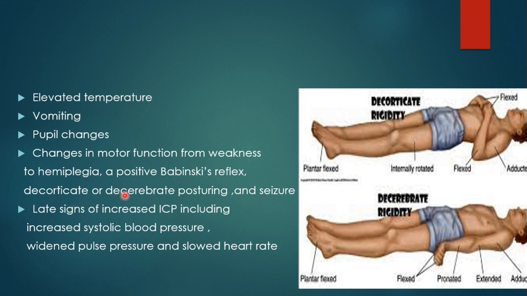Let's discuss these abnormal posturings. First, decorticate posturing is described as abnormal flexion of the arms with extension of the legs. And decerebrate posturing, you can see here, is an abnormal body posture that involves the arms and the legs being held straight out, the toes being pointed downward, and the head and neck being arched backward. So these are the abnormal body posturings. Then the late signs of increased intracranial pressure include increased systolic blood pressure, widened pulse pressure and slowed heart rate.